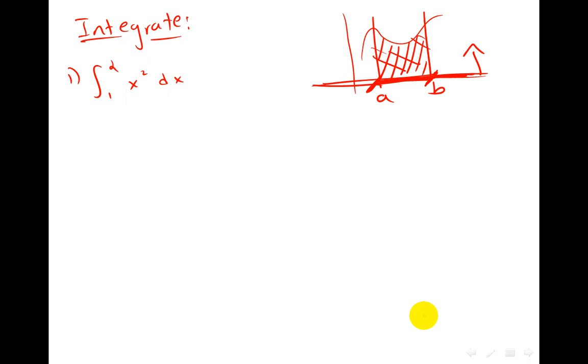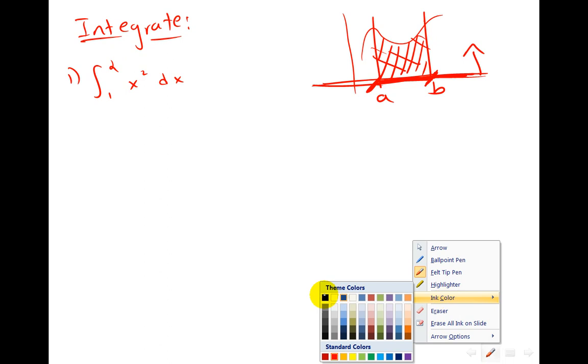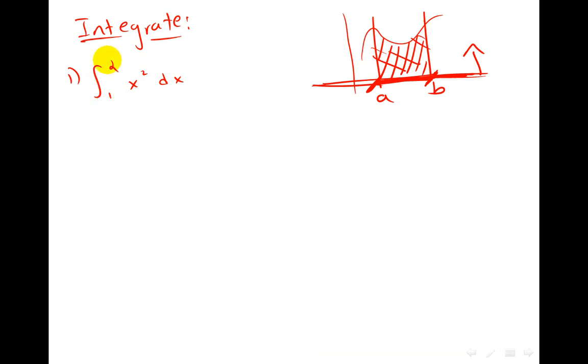Let's say we want to integrate x squared dx, and the boundaries are from 1 to 2. First thing, integrate this one. Normally you add 1 to the exponent, so it will be x cubed over 3. In definite integration, you're not going to add a constant. There is no plus C here. Instead, you put the boundaries 2 and 1 here.